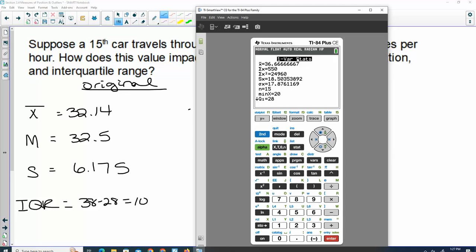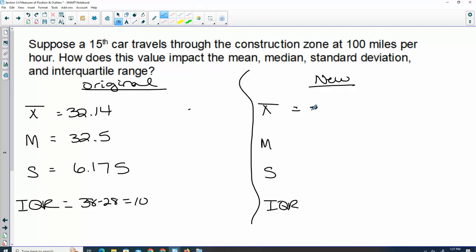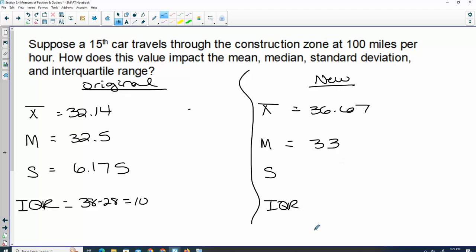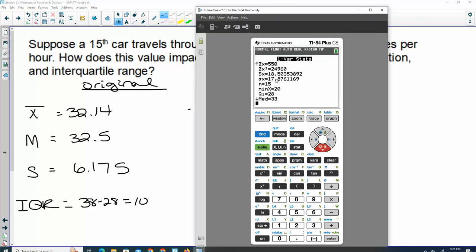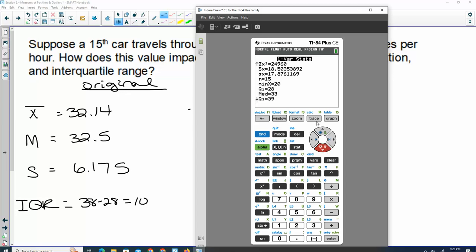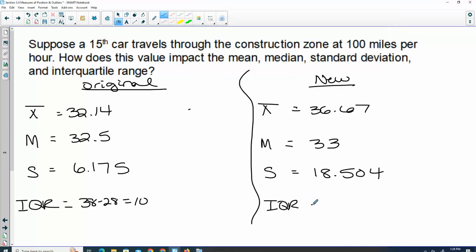And now it tells me my X bar, my mean was 36.67. The median is 33. Standard deviation, 18.504. Interquartile range, so Q3 is now 39 minus 28, which is 11.